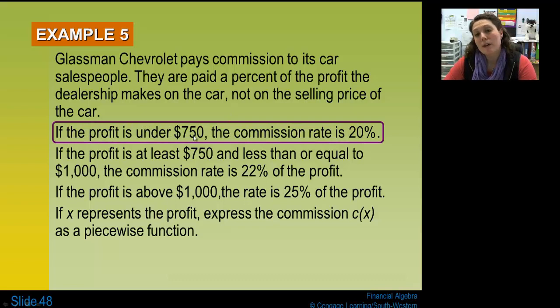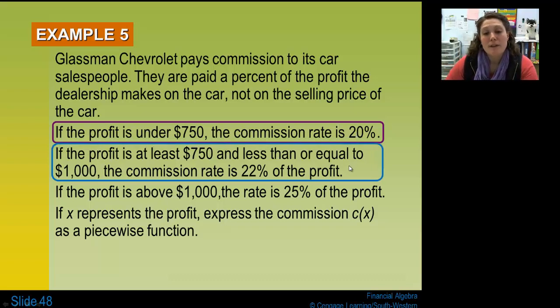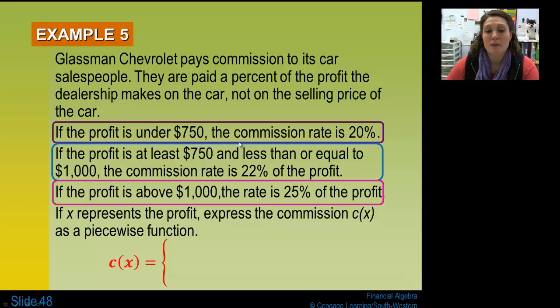If the profit is under $750, so if it's less than $750, so if I don't sell anything, so I have zero profit all the way up to just under $750, I get a rate of 20%. If the profit is $750 up to $1,000, my commission rate would be 22% of the profit. If the profit's over $1,000, I'm going to get 25% of the profit. So we need to go ahead and make our piecewise function. Notice it's a little bit bigger here because I have three different pieces. I have the purple, the blue, and the pink here.